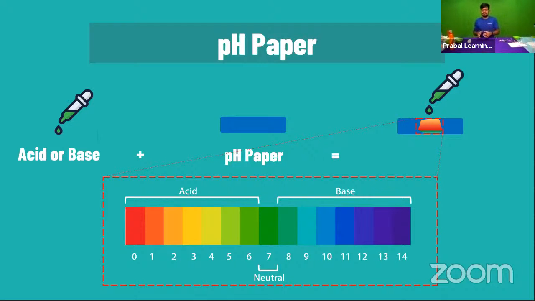Then we have bases which have the pH of about 8 to 14, 8 being the weakest base, and as we move along till 14, 14 being the strongest base. So a pH scale will help us understand whether a solution is acid or base, and also give us the information about how acidic or how basic that particular solution is. That is the importance of pH paper.